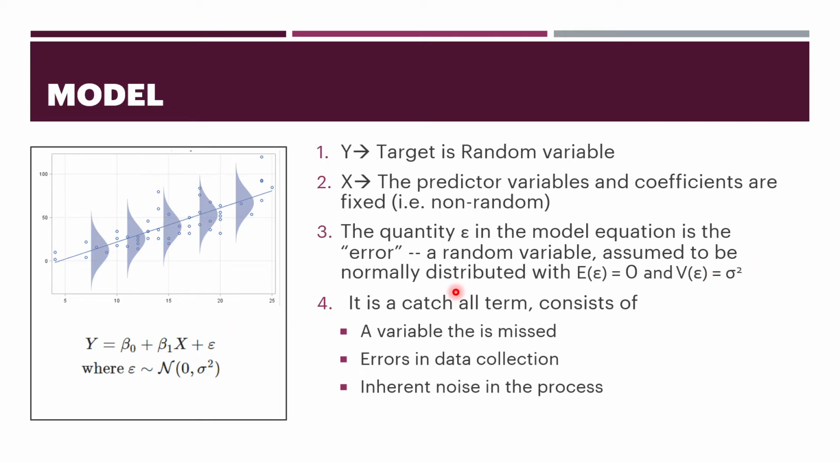What does this error term consist of? The error term actually consists of probably a variable that is missed, or an error in the data collection. It consists of inherent noise in the process. Let me explain something more about this particular error term, because that becomes a very crucial one for our understanding, especially of the assumptions. So what does it mean?